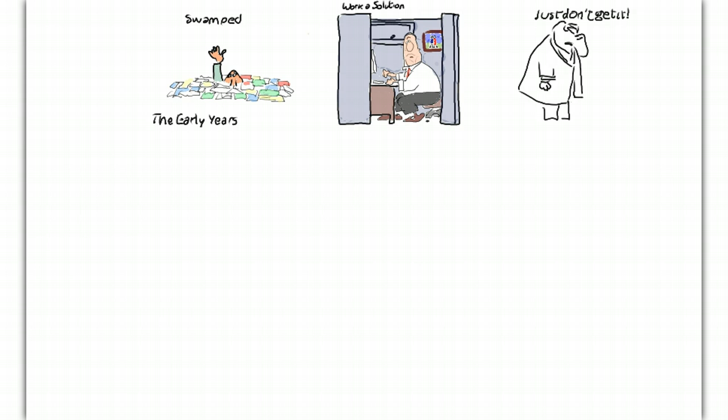And it's not because they're particularly stupid. It's simply that they don't speak the same language. They don't understand IT. So what do you do about it?